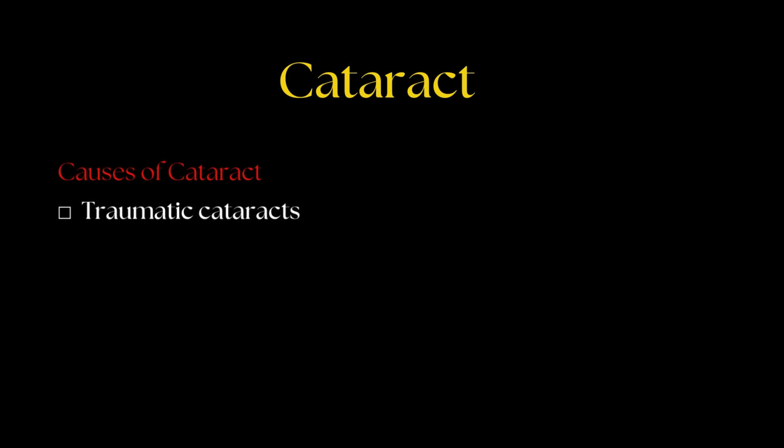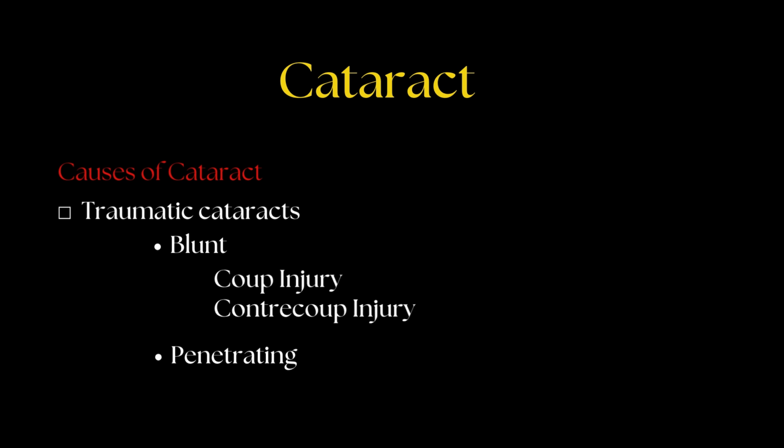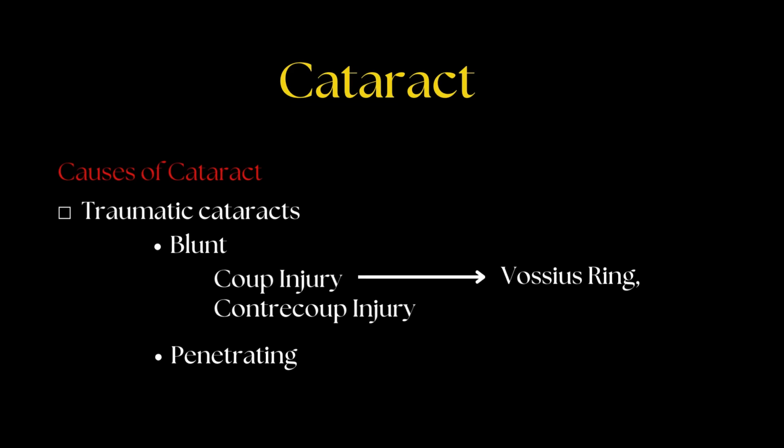Traumatic cataracts are primarily caused by blunt and penetrating trauma. Blunt trauma can result in coup or contra-coup injuries. In coup injury, direct impact causes a Vossius ring, a ring of pigment on the anterior lens capsule, due to the iris striking the lens. While in contra-coup injury, shock waves lead to posterior cortical opacification, resulting in rosette or stellate cataracts.